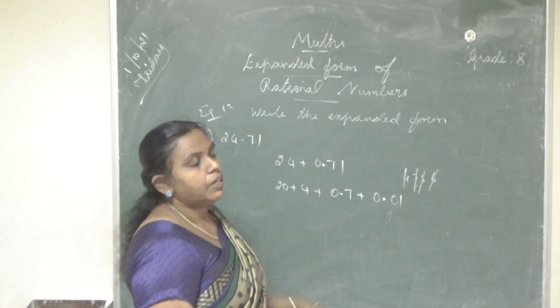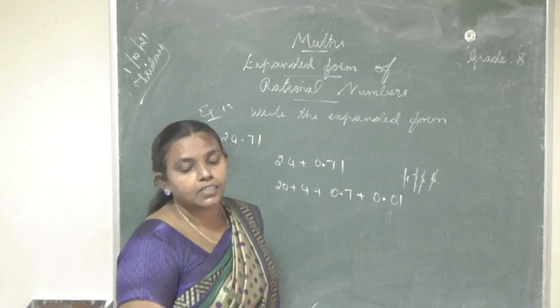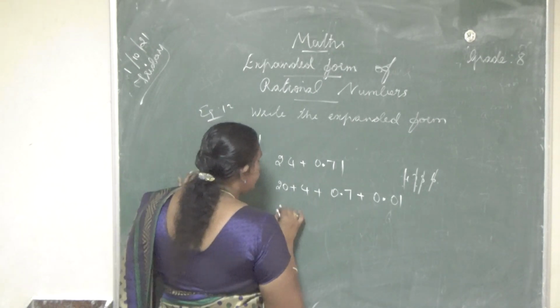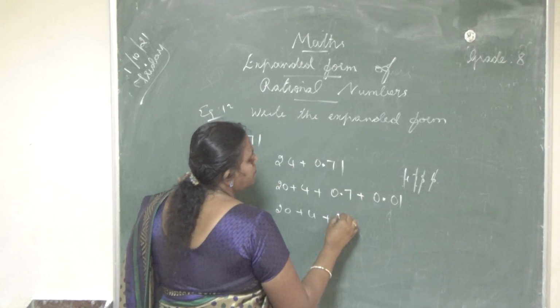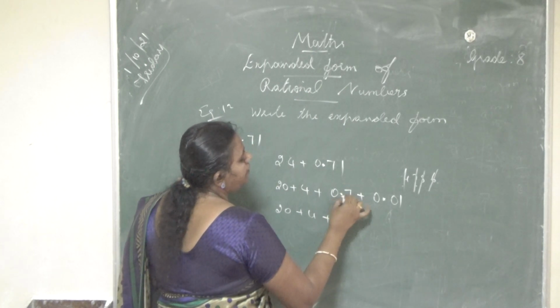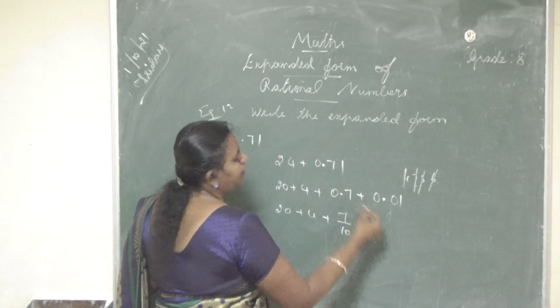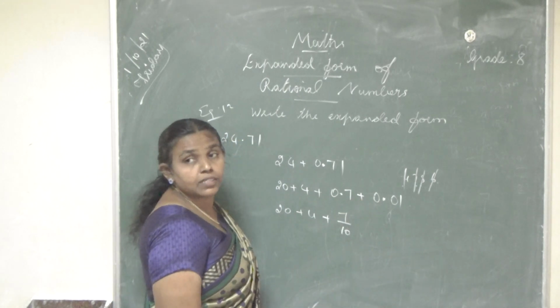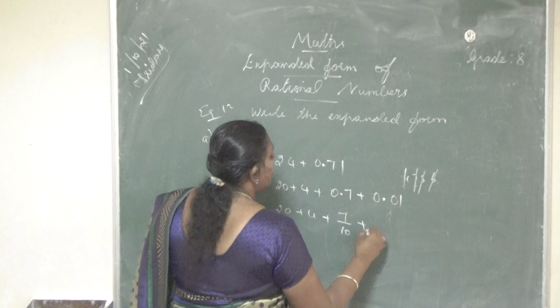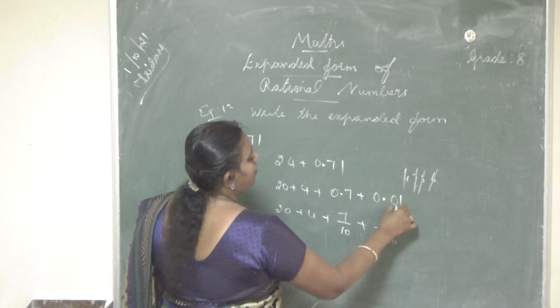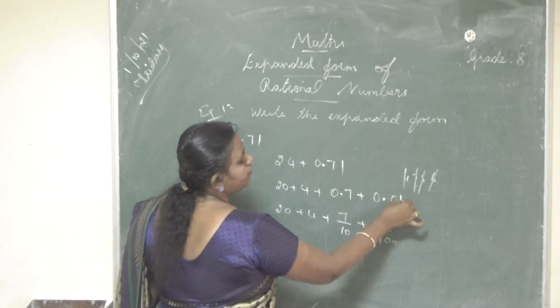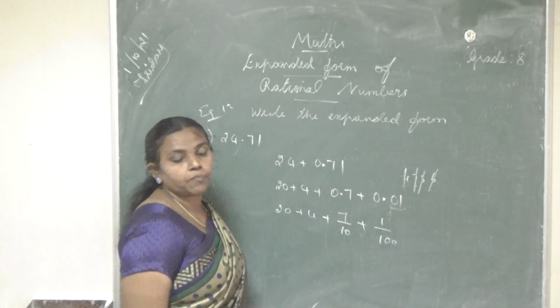So what is the next step I can write? 20 plus 4 plus 7 by, how many values are there? 10 value. Only one place is there after the decimal point. So next 1 by 100. 2 places are there, no? Here 1 place, so I put 10. 2 places, I put 2 zeros.